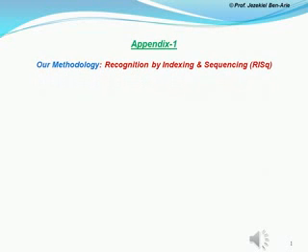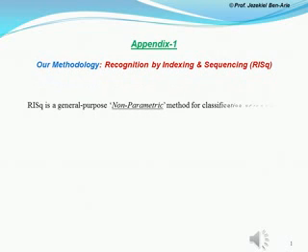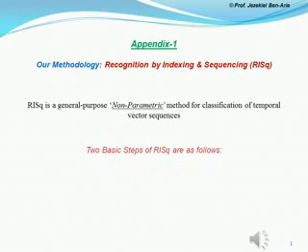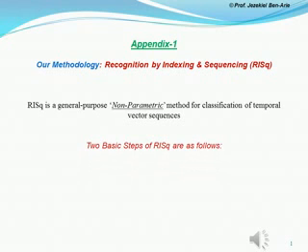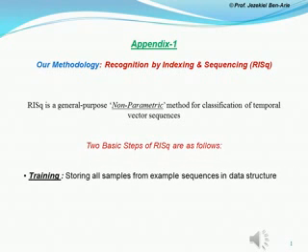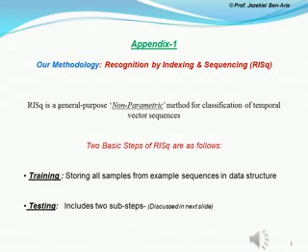In Appendix 1, we shall discuss RISC, which stands for Recognition by Indexing and Sequencing, in detail. RISC is a general-purpose, non-parametric method for classification of temporal vector sequences. RISC has two basic steps. The first one is called training, which simply is storing all samples from example sequences in a data structure. And the second one is called testing, which includes two sub-steps discussed in the next slide.